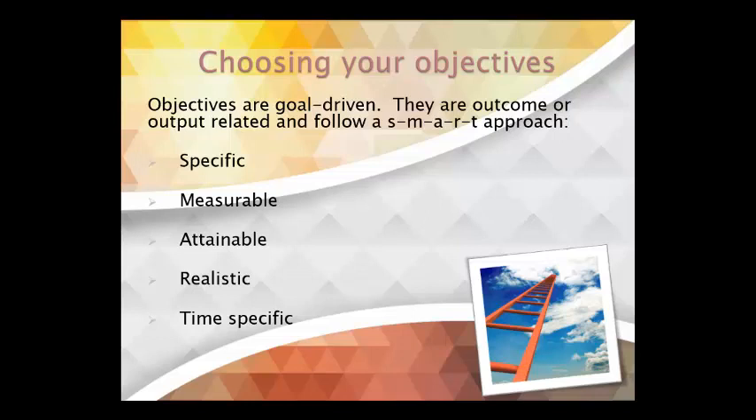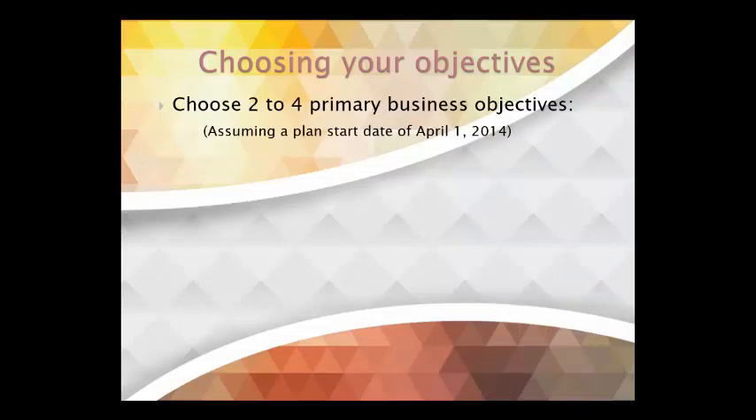They're attainable, which means it's accepted by those responsible for achieving the objective. They're realistic, which means it's possible. You have to have the resources you need to achieve the objective. And they're time specific. It's imperative that you give yourself a deadline. Objectives are key in the evaluation phase of planning, which we'll get to in just a couple of minutes.